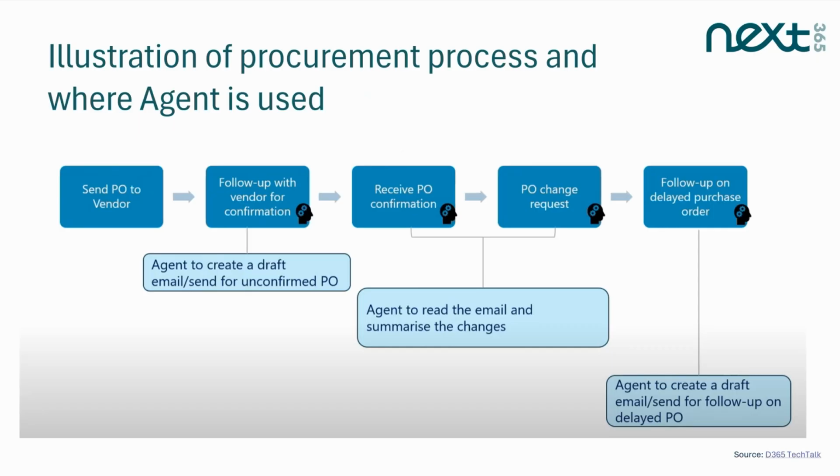Okay, so let's now take a look at the same high-level procurement process illustration again, but this time where there was a human interaction touch point, the AI can now replace that. So now the agents can identify the data that needs to go out in an email to the suppliers, or the agent can come in and read the email and summarize the changes so that we can make those updates in the application.